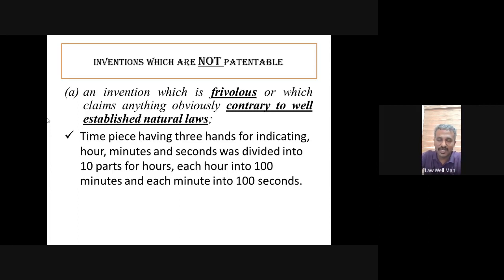A timepiece, a clock, having 3 hands for indicating hour, minutes, and seconds. Nothing great in that. That is something which is already existing. It was divided into 10 parts. Instead of 12 hours or 24 hours, if it is railway, you usually have a 12-hour clock, a 12-hour timepiece and 12-hour watch. Here it is 10 hours.